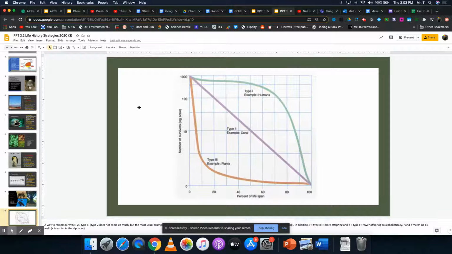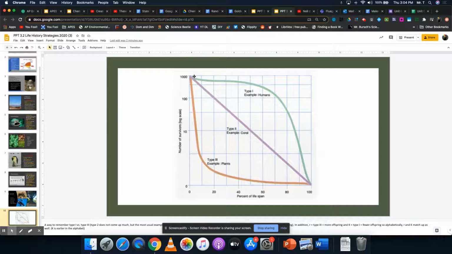And then finally, your survivorship curves. These 3 survivorship curves, make sure you know them. College Board is almost guaranteed to ask you a question using this graphic. Type 1 are K selected. Type 3 are R selected. What this graph is showing you is number of individuals that are born, number that are still living at different points in their lifespan. Now, here at the bottom, it's based on percent lifespan, not absolute numbers. This does not mean that plants, coral, and humans all live the same amount of time and then die. It's based on percent. 100% of a plant's lifespan will probably be less than 100% of a human's lifespan.